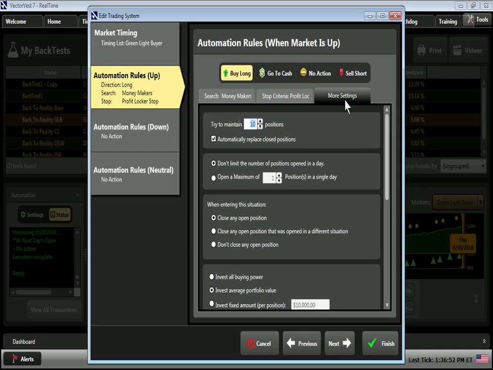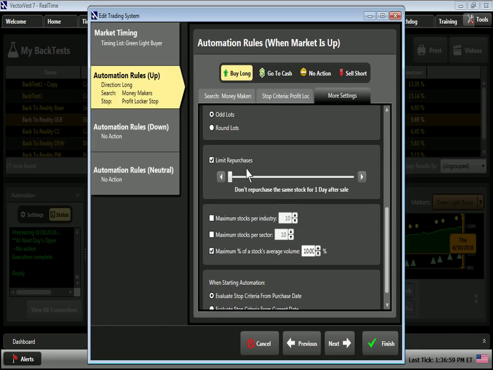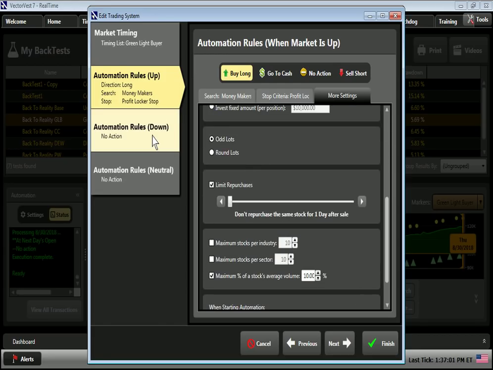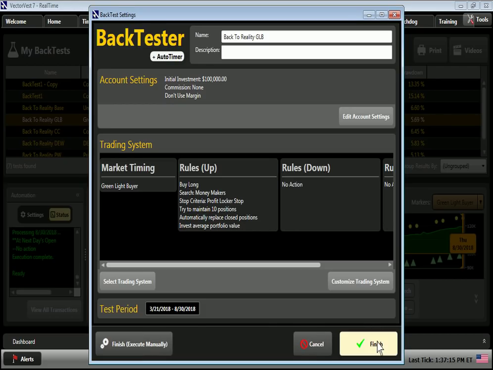Under More Settings, I'm still using 10 stocks. I did not change anything else along the way, left them all alone. And on the rules down though, I'm not doing anything. I'm letting the stocks that are long be managed and actually extinguish themselves if I get a down call until the next up call. I'll click on Finish. So that was the next test.